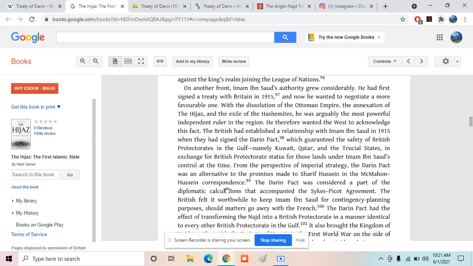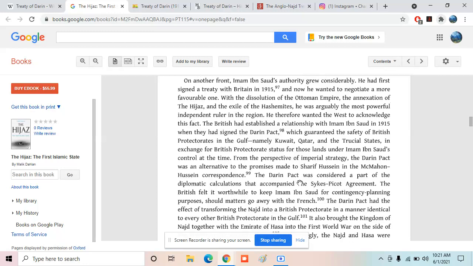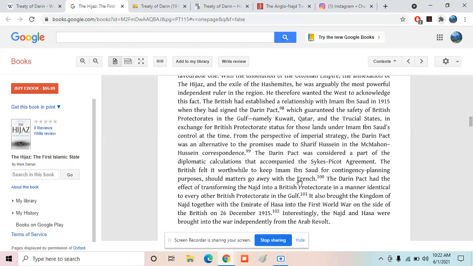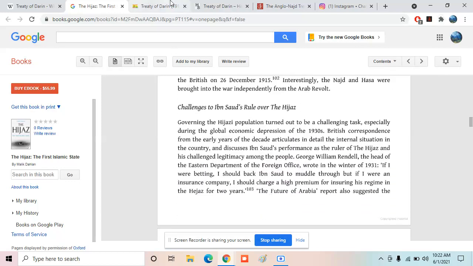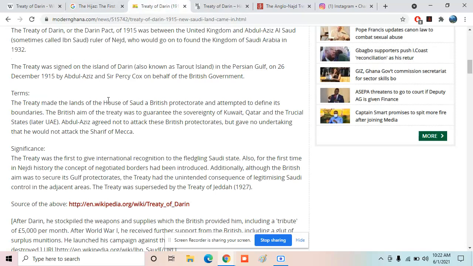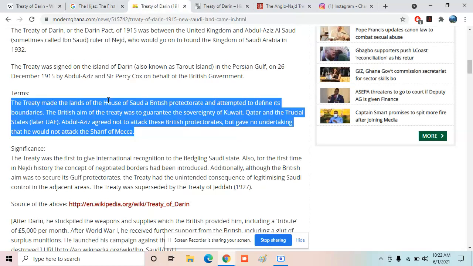The Darin Pact was considered a part of the diplomatic calculations that accompanied the Sykes-Picot Agreement, and you could read about it more yourself. It's pretty important. It also brought the Kingdom of the Nejd together with the Emirate of Hassa. Yeah, and let's see. I got something else. Treaty of Darin. The Treaty of Darin made the lands of the House of Saud a British protectorate, right? Very important. It's like now, you're under our authority, basically, and attempted to define its boundaries.